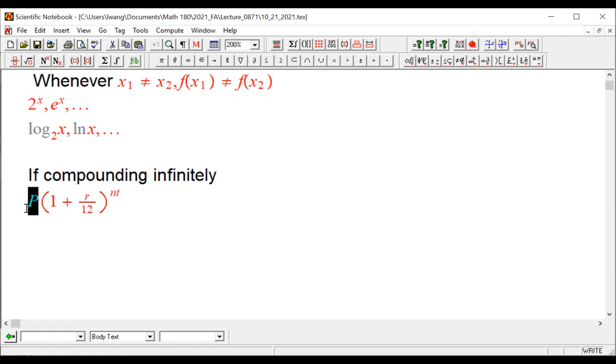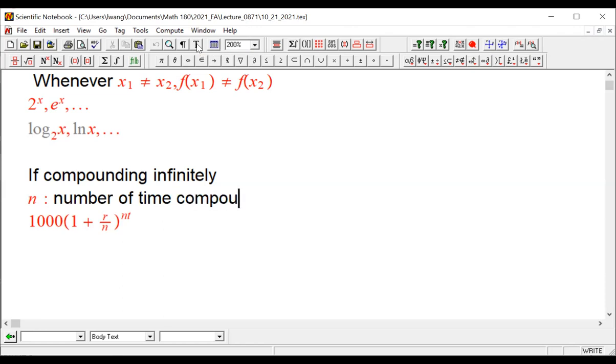So suppose you have $1,000, and you let it compound an infinite number of times. So n approaches infinity. So n represents the number of times compounding per year, right? Number of times compounding. Okay, don't worry about the formula. This is the formula, one day when you suppose you just pretend you know this formula, right? n is the number of times compounding.